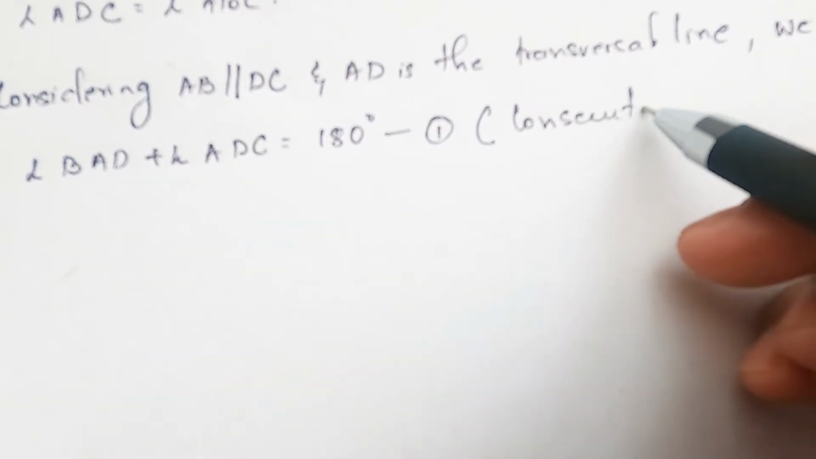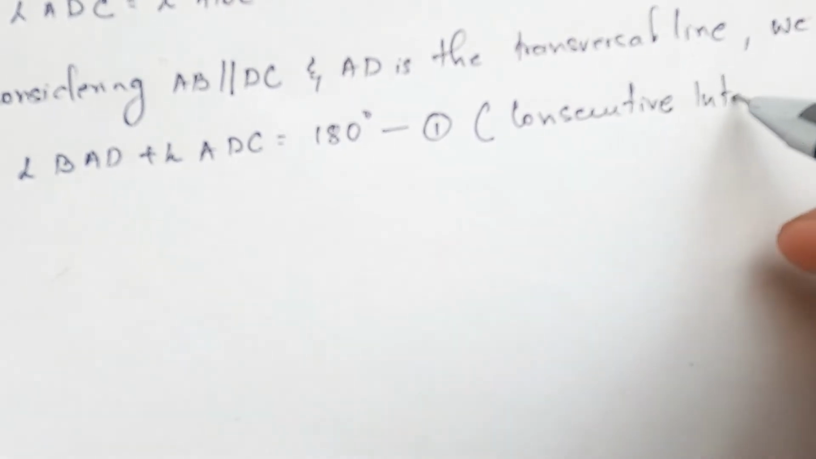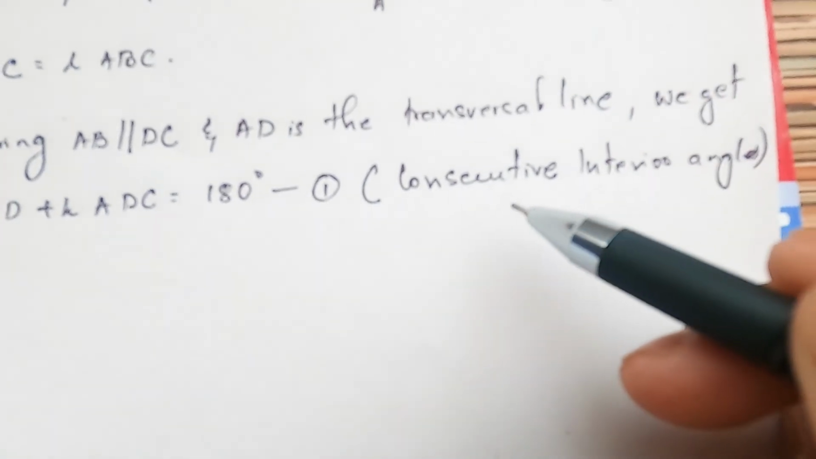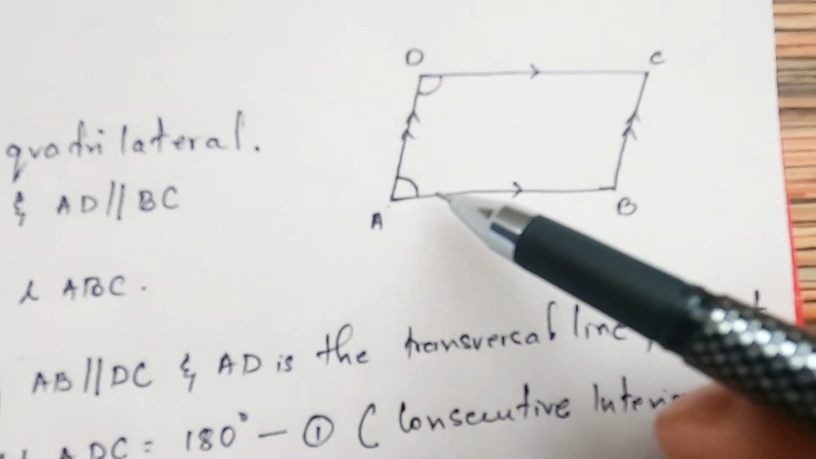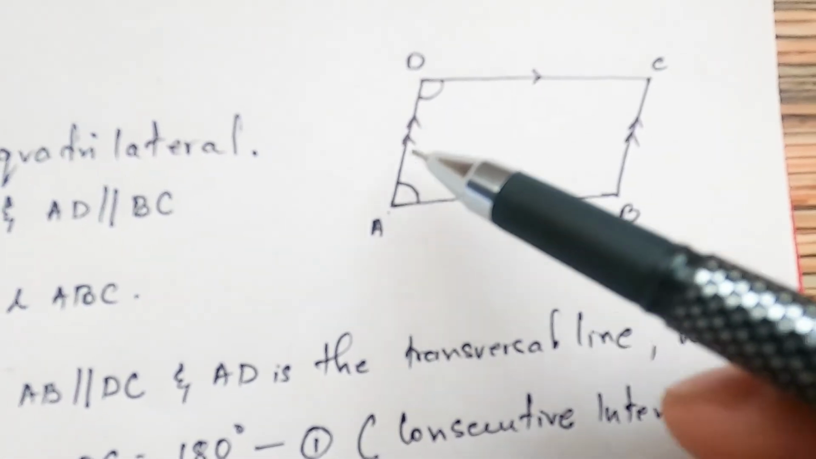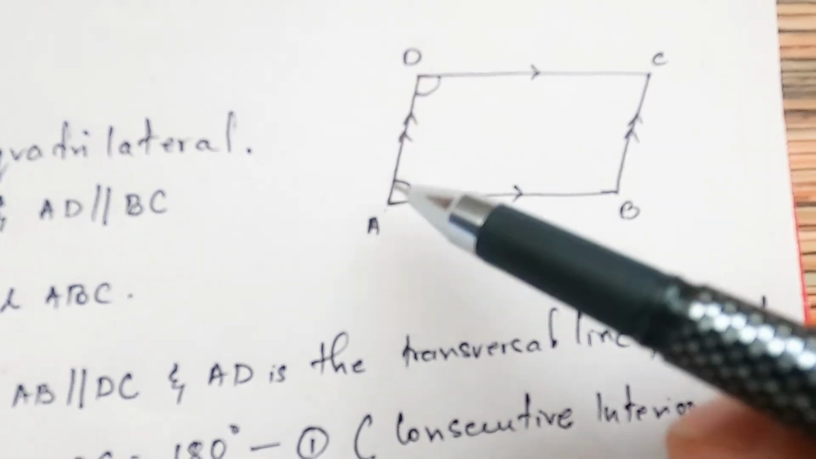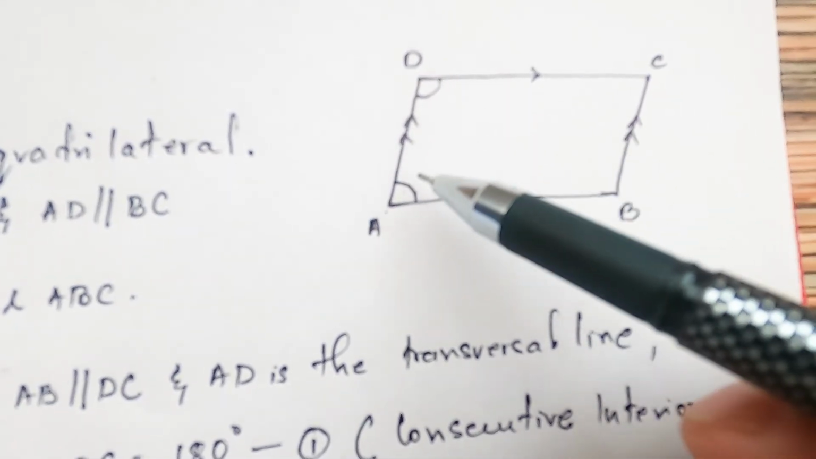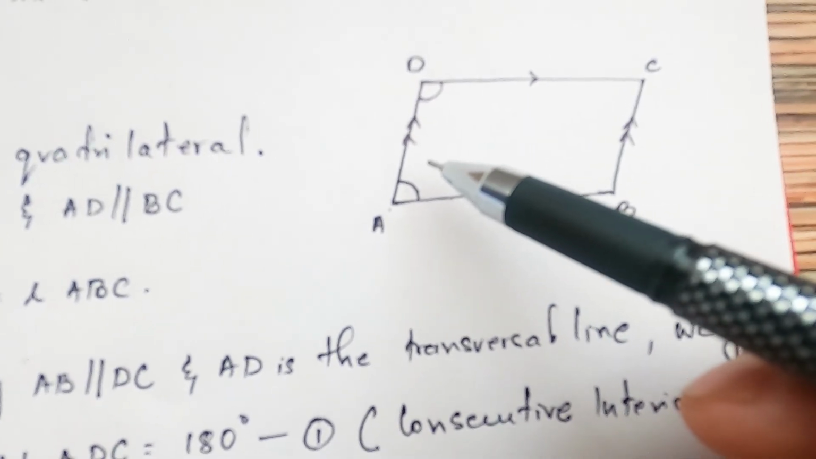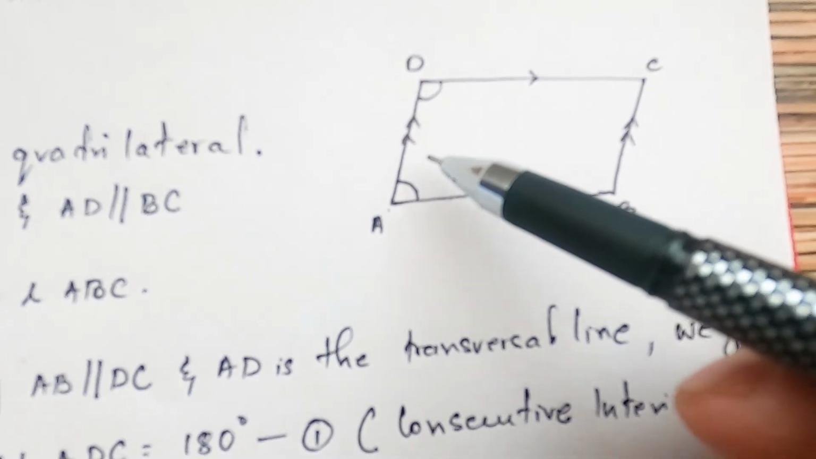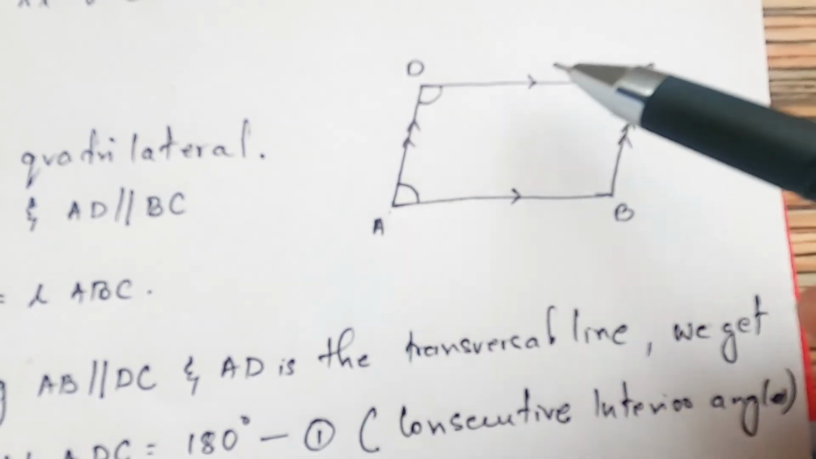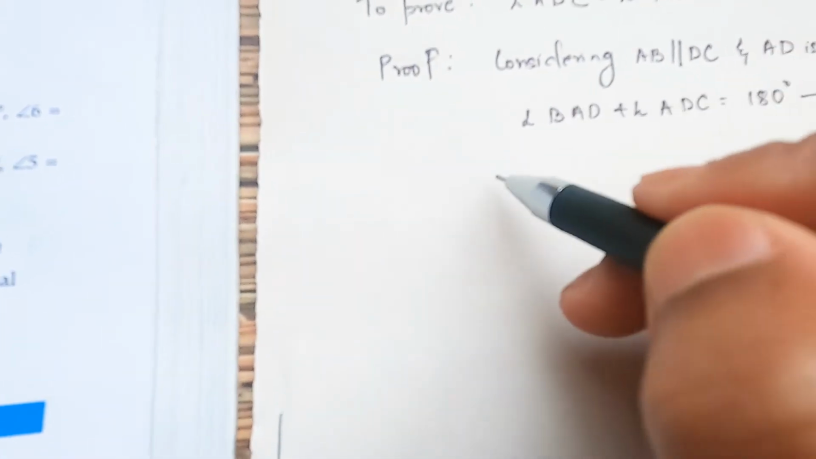Consecutive interior angles. So is it clear how we got consecutive interior angles? Because AB is parallel to DC, therefore AD will be the transversal line. So these two angles will form consecutive interior angles. Why do they form consecutive interior angles? Very simple, because AB is parallel to DC.